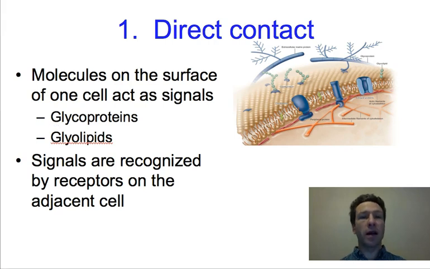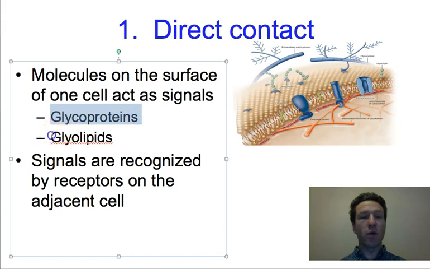First is direct contact. This is when there are 2 cells that are literally touching one another. And in this case, molecules on the surface of one cell can contact proteins in the plasma membrane of the neighboring cell. There are 2 kinds of molecules that often will be involved in these interactions. The molecules carrying the signal are usually going to be glycoproteins or glycolipids. We talked about these when we talked about the membrane about 4 chapters earlier.